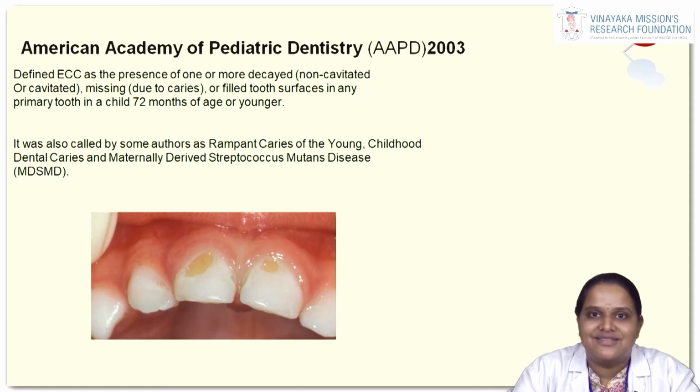2003, where they define ECC as the presence of one or more decayed, missing or filled tooth surfaces in any primary tooth of 72 months of age or younger. It is also called by some authors rampant caries of the young. Childhood dental caries is a maternally derived Streptococcus mutans disease.